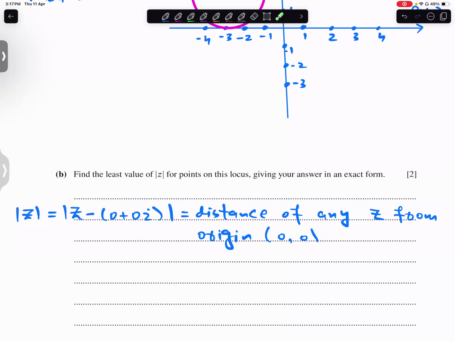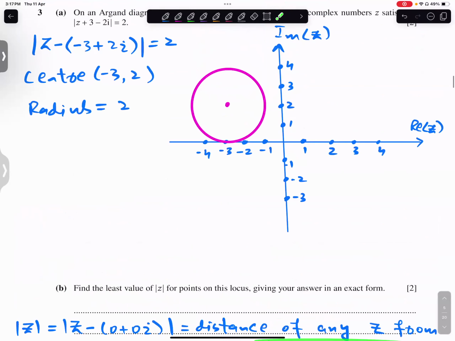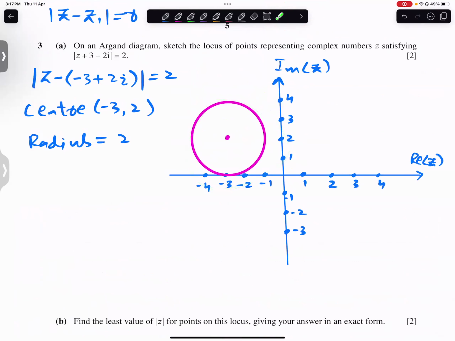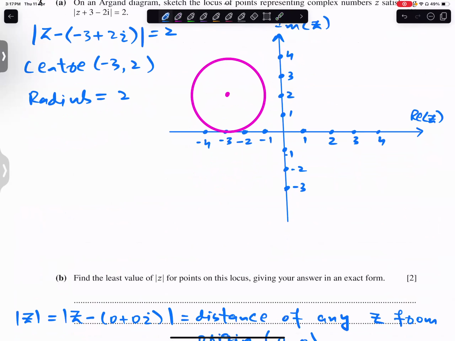So now tell me the distance of any z from the origin. Now look at this locus and tell me which point is at the least distance from the origin. This is the origin, and these are all the z's. If this is z, and you take the distance of this z from the origin, and again this z, you can see that the required z will be at this point. This will be at the minimum distance from the origin. So this is the required z whose distance from the origin is least.